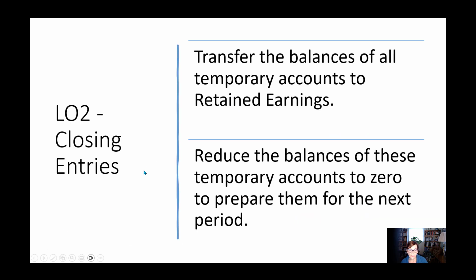So the purposes of closing entries are twofold: to transfer the balances of all the temporary accounts into retained earnings. Remember that retained earnings is increased by net income and decreased by dividends. Remember that? So that's really what's happening here. We're actually doing it in the form of journal entries. We're taking our income, we're putting it into retained earnings. And then our second purpose is to reduce the balances of the temporary accounts to zero to prepare them for the next period, just like we saw with the revenue, right? We have to get rid of that old revenue to put the new revenue in there.